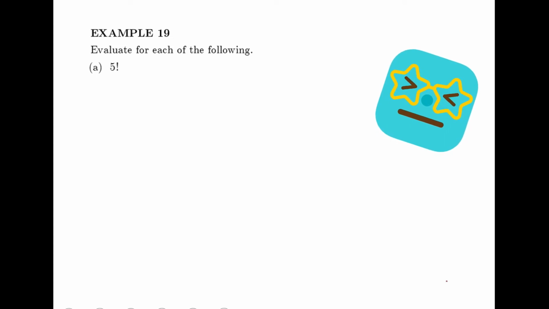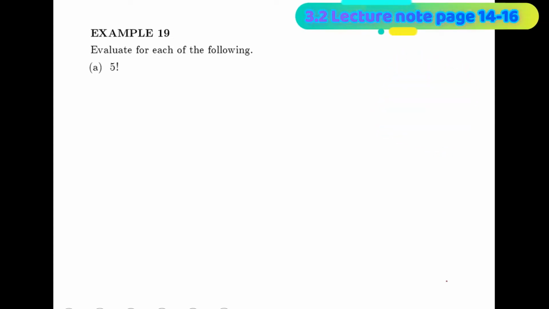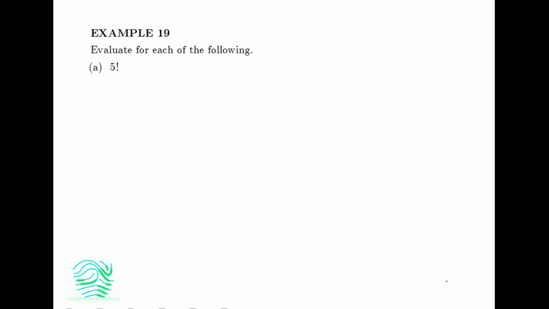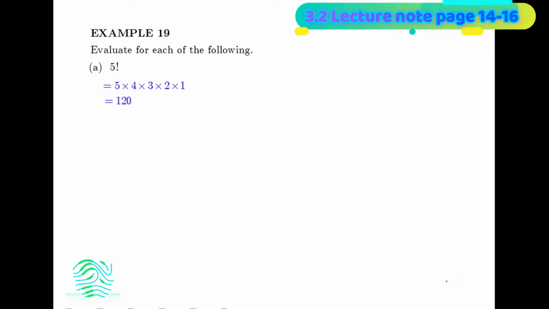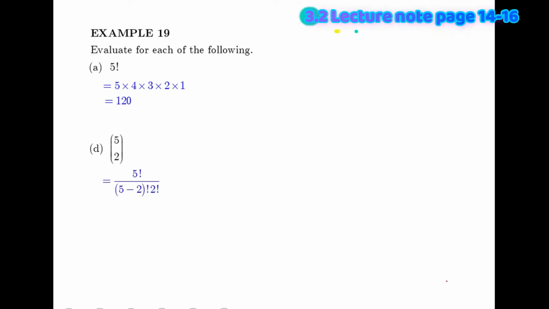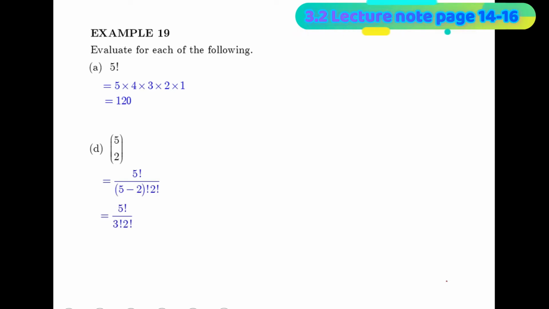Now, look at example 19. We have to evaluate 5 factorial here. As stated previously, we start with 5 itself and then times the term minus 1 from the previous term up till 1 as follows to get 120. For D, we have 5C2 with n equals 5 and r equals 2. Substituting this n and r into the formula of the binomial coefficient and simplifying, we will get 10. And we are done.